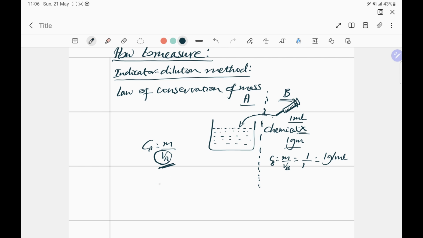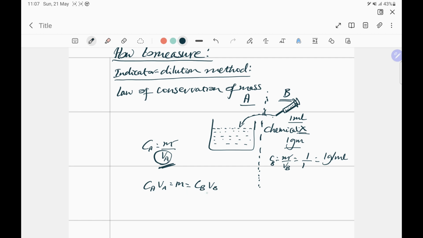So what I can do is rearrange this as CA VA equals M, which is equal to CB VB. You see what I did over here? It's the same mass here and here. And CA VA is equal to CB VB, which is equal to M.